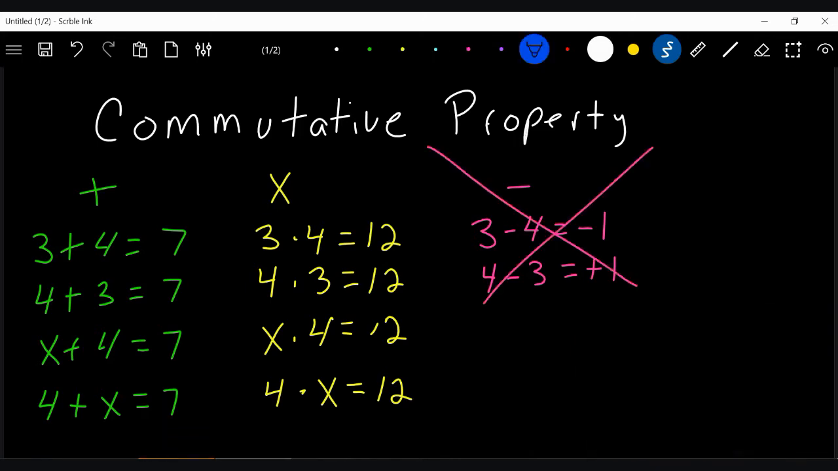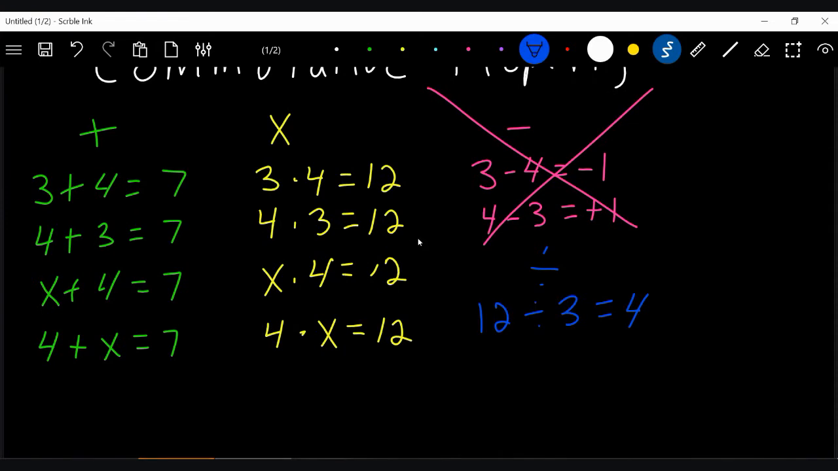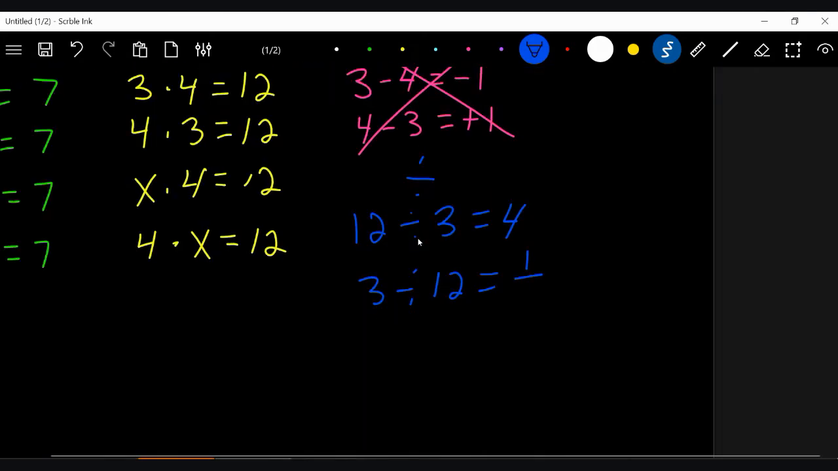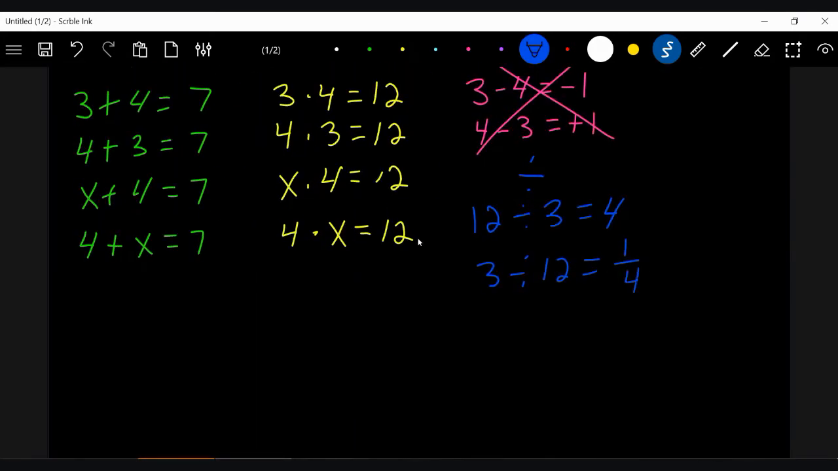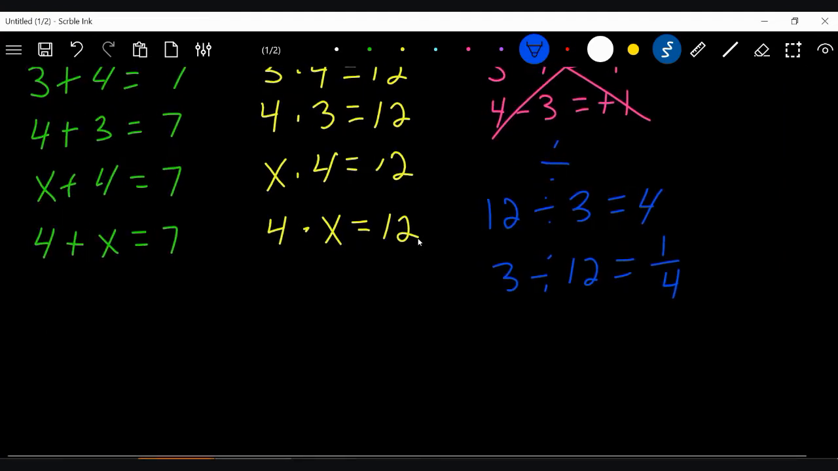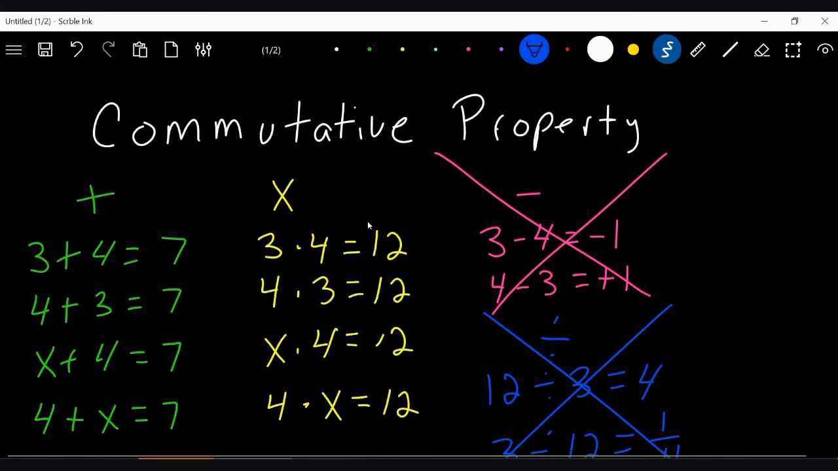Subtraction does not work. Let me show you what else does not work. Division does not work. So if I have 12 divided by 3 equals 4. Well, check this out. 3 divided by 12 does not equal 4. Excuse me. This screen likes to jump around on me a little bit. It actually equals 1/4. Okay? So this does not work either. Division and subtraction are not commutative. Addition and multiplication, commutative. It means you can switch them around.